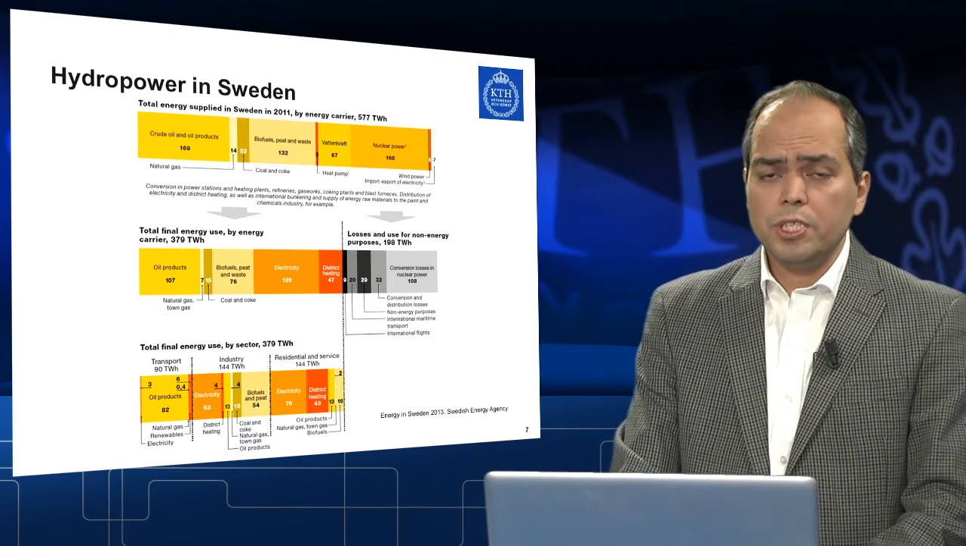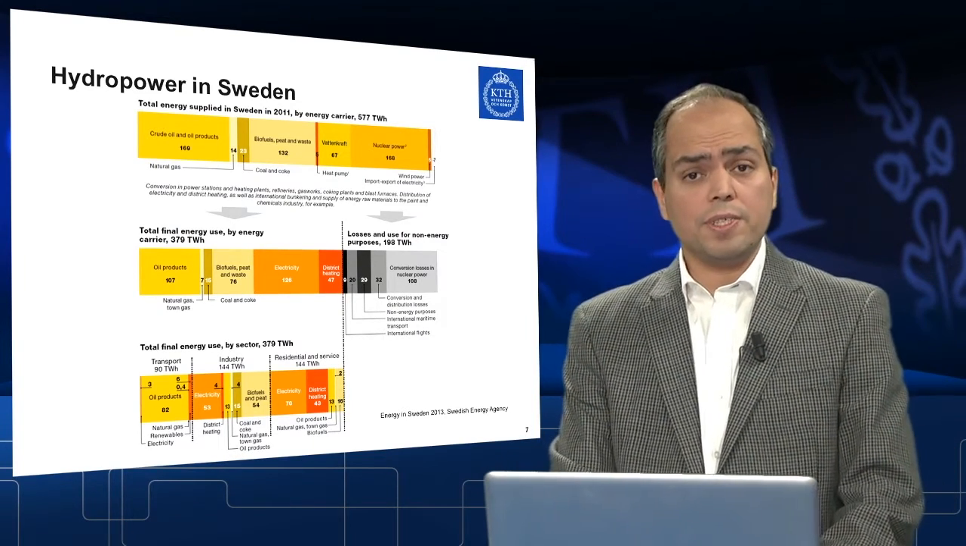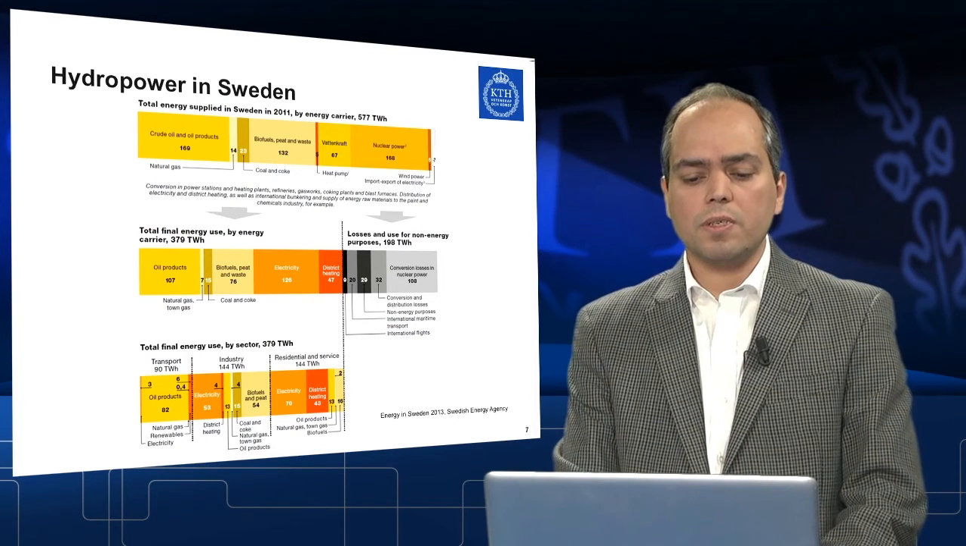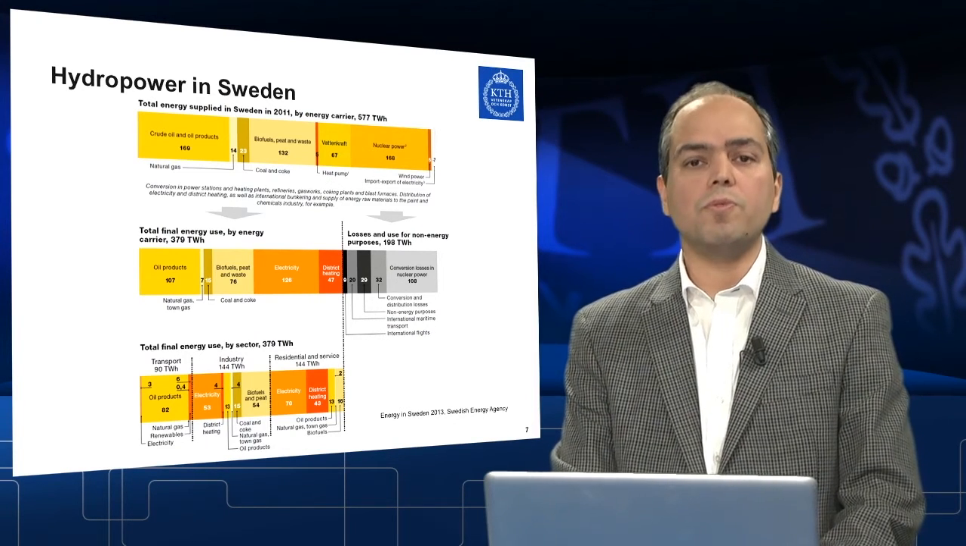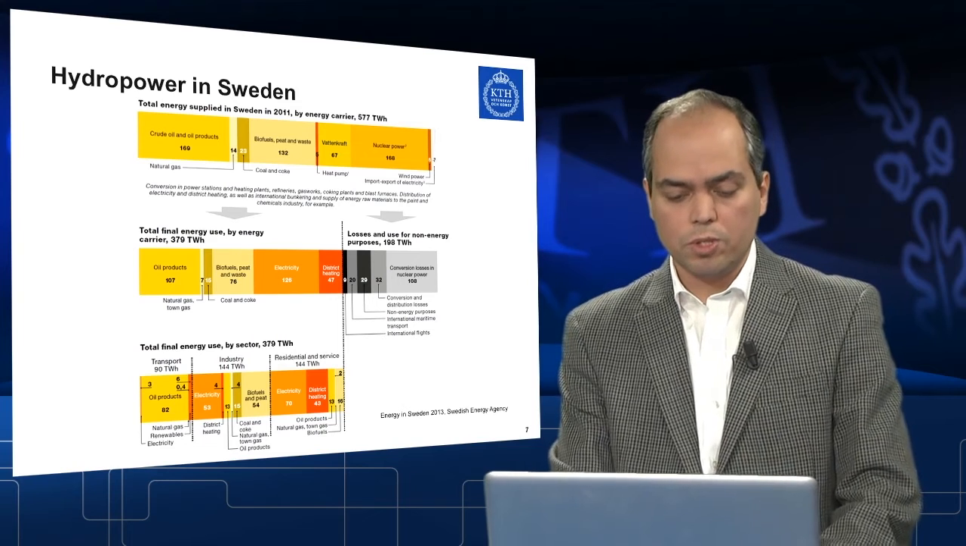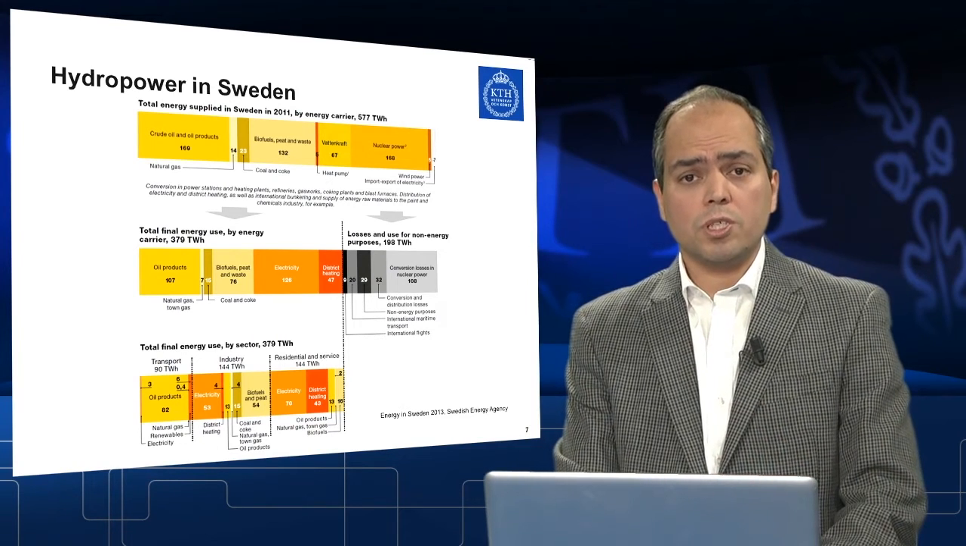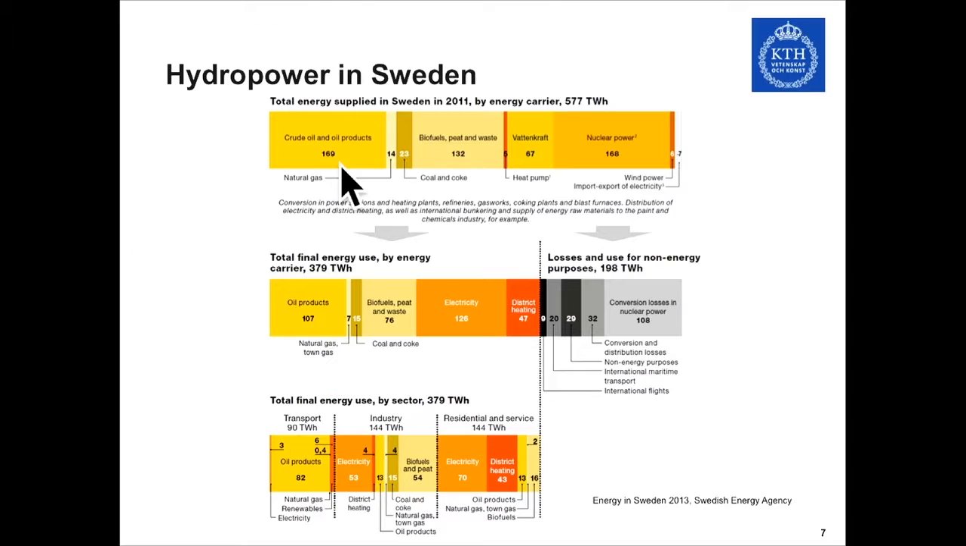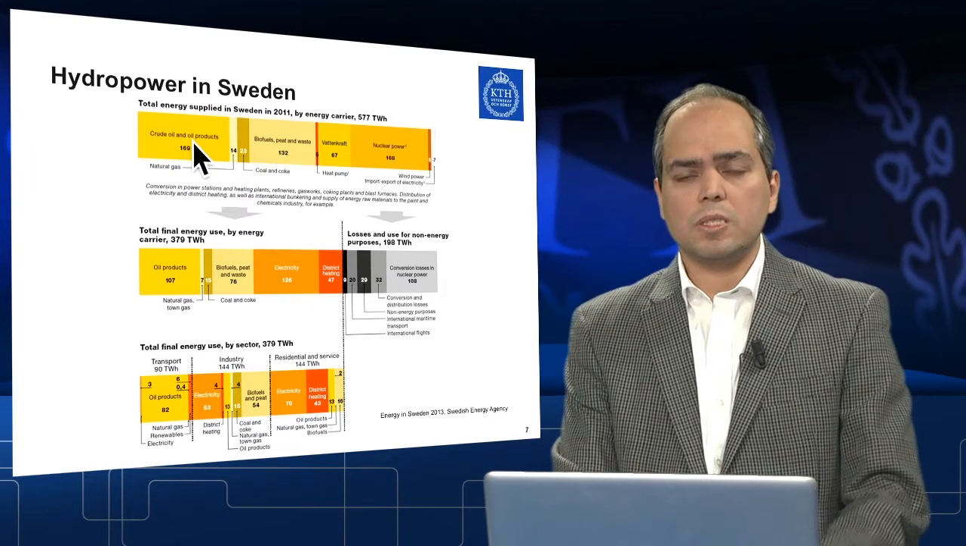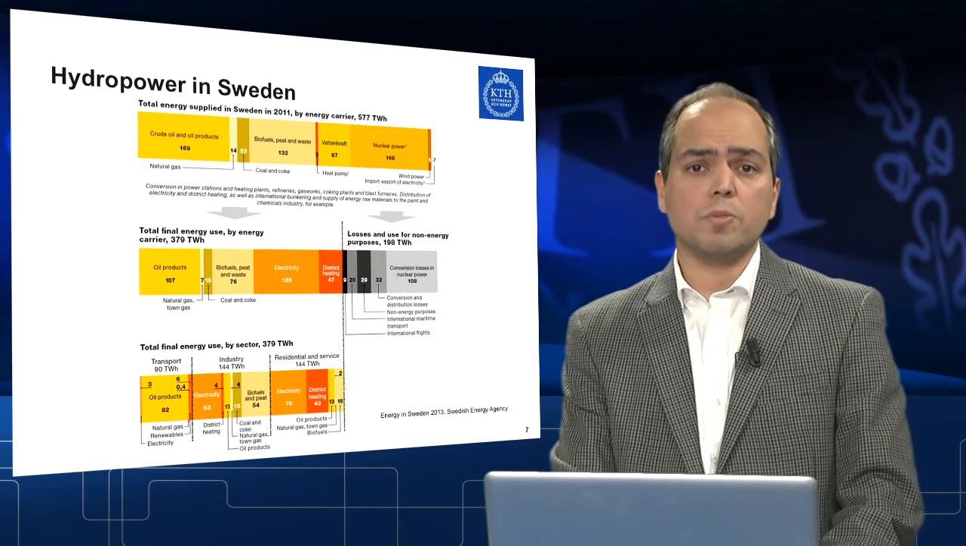This picture shows an overview of the energy system in Sweden. You've probably seen this picture or a similar one before, so I'm not going to go into much detail. What is important for us is the hydropower production in comparison with, for example, nuclear power or crude oil and gas production. I have to say that the oil and gas usage in Sweden is more or less exclusively for the transport sector.